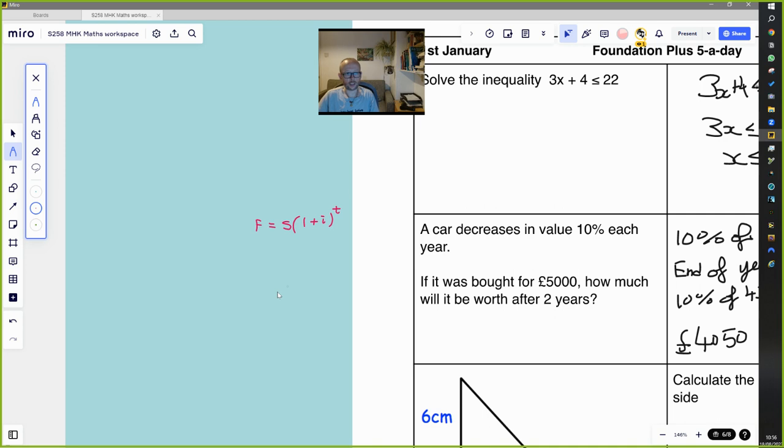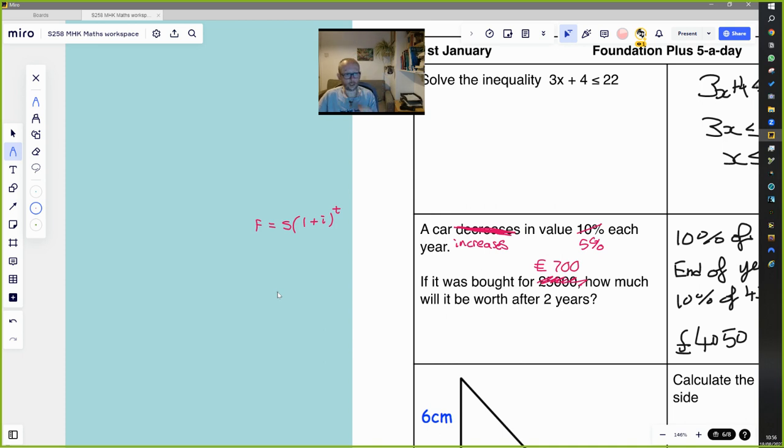So let's say that instead it decreases. Let's say it increases in value. Let's say it's some sort of antique car. So it increases in value over time, and it increases by, let's say, 5%. And when it was first bought, he bought it for £700.